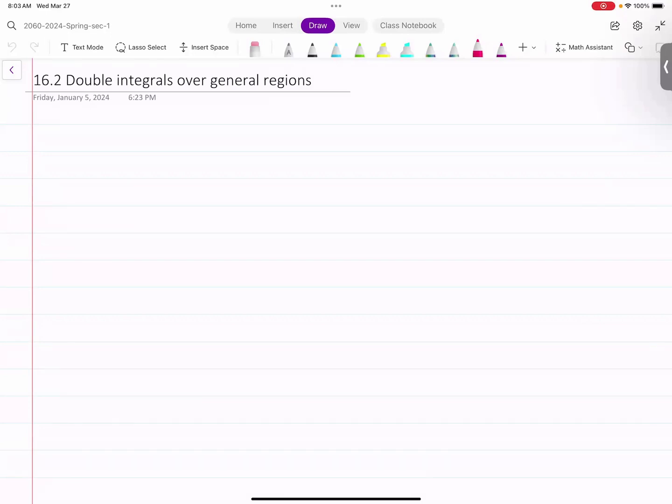The double integral over general regions. So in the previous section, it was long, but we were trying to establish its definition and the calculation as iterated integrals for double integrals over rectangles.